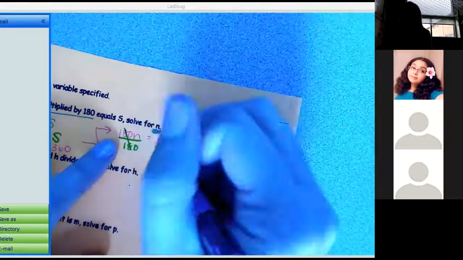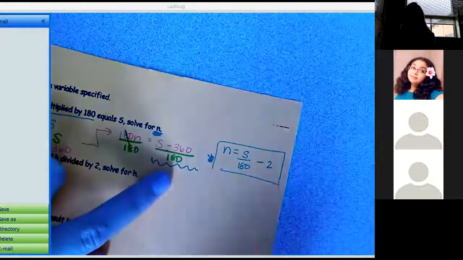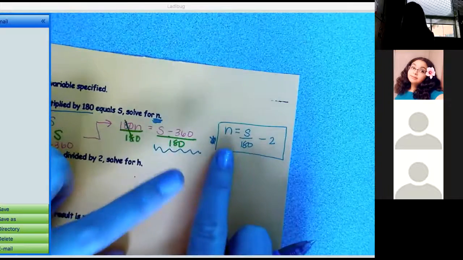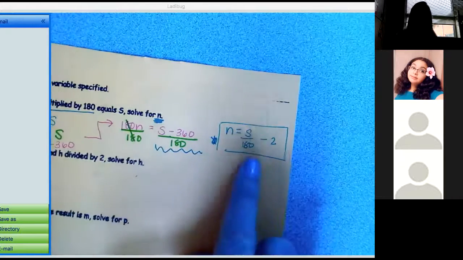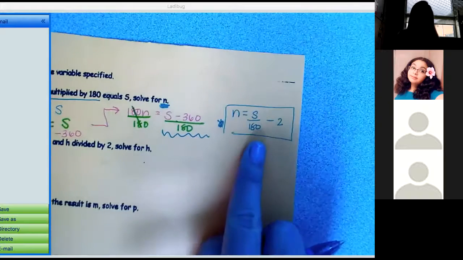Now, on your test, they may leave it like this if it's multiple choice, and that's okay too. Remember, we talked about it. These mean the same thing, but I would love for you to simplify. If you simplify, I'll give you some extra credit on your test, okay?